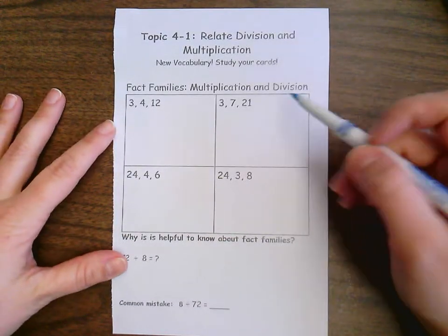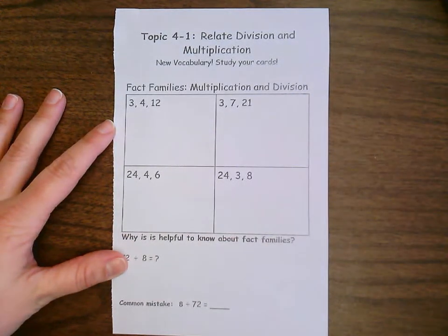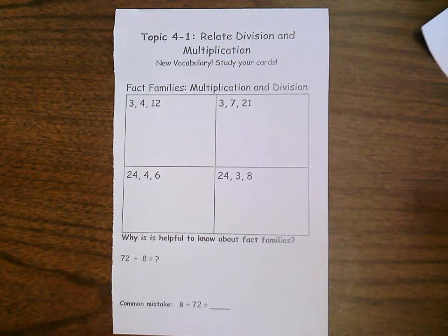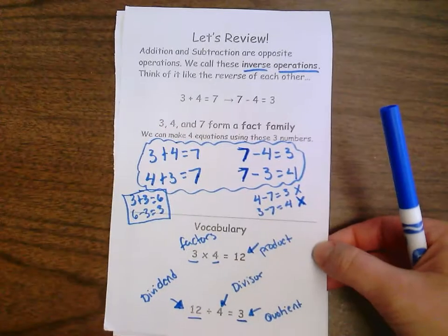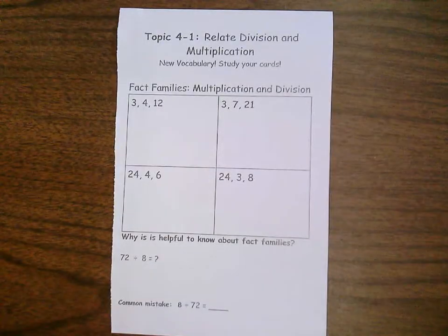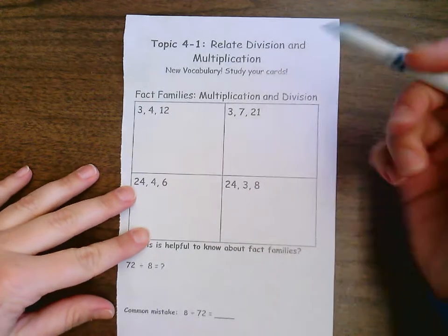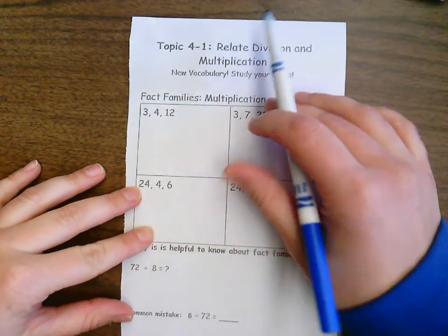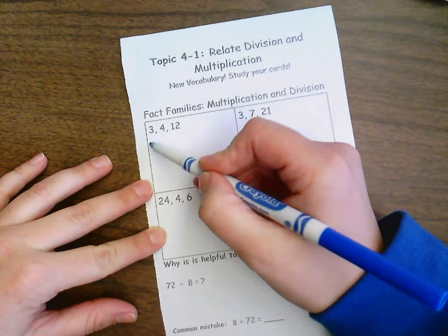All right, so what we're going to do today is do fact families for multiplication and division. In our last video, we were talking about fact families for addition and subtraction, so this is going to be very similar to that. So let's take a look at our first fact family. We have the numbers 3, 4, and 12. So I'm going to start with the multiplication equations for that.